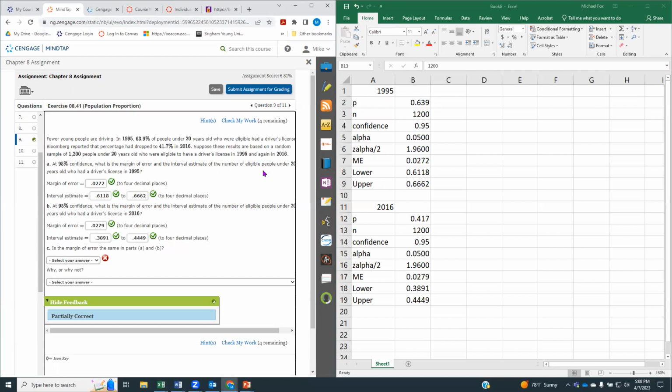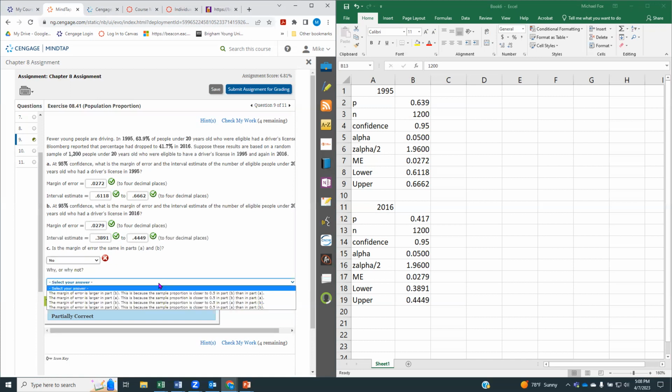So then it wants to know, is the margin of error the same in both parts? And you're like, no, it's higher in part B here. So no. And this says why or why not. And we're going to say, so we know the margin of error is larger in part B. So that narrows our answer down to either this one or this one.